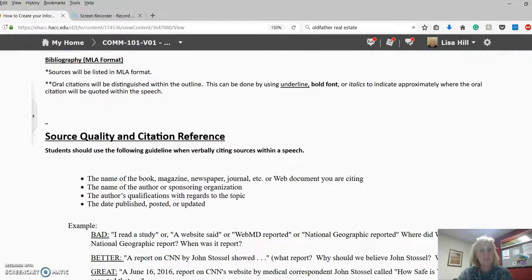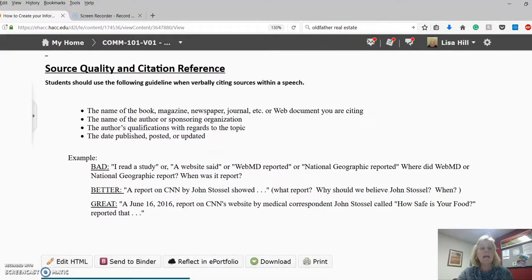Bibliography, you'll list your sources in MLA. And look at this. Oh, so easy for you. Source quality and citation reference. So when you are verbally citing your sources in your speech, very important. You need at least 3 source citations. This is the college policy. You need to deliver an academic speech and provide these source citations. We need to hear this information, and I've given you the bad, the better, and the great. So you know precisely how to cite these sources.